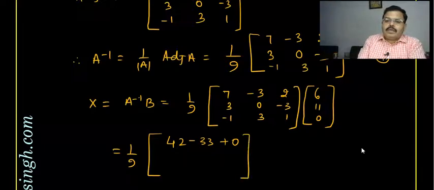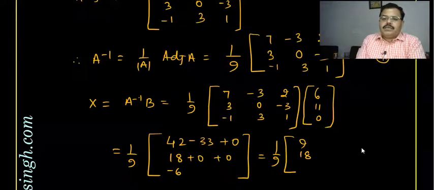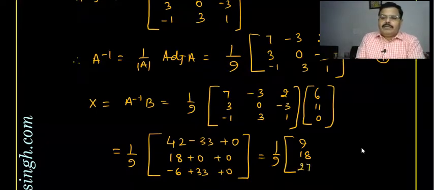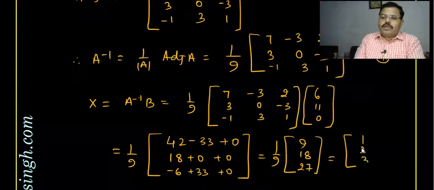So it will be like this. 1 by 9, and 42 minus 33 is 9. 3 into 6 is 18, 0 into 11 is 0, and minus 3 into 0 is 0. So that is 18. And minus 1 into 6 is minus 6, 3 into 11 is 33, and 1 into 0 is 0. So 33 minus 6 is 27. If you divide by 9, it will be like 1, 2, and 3.